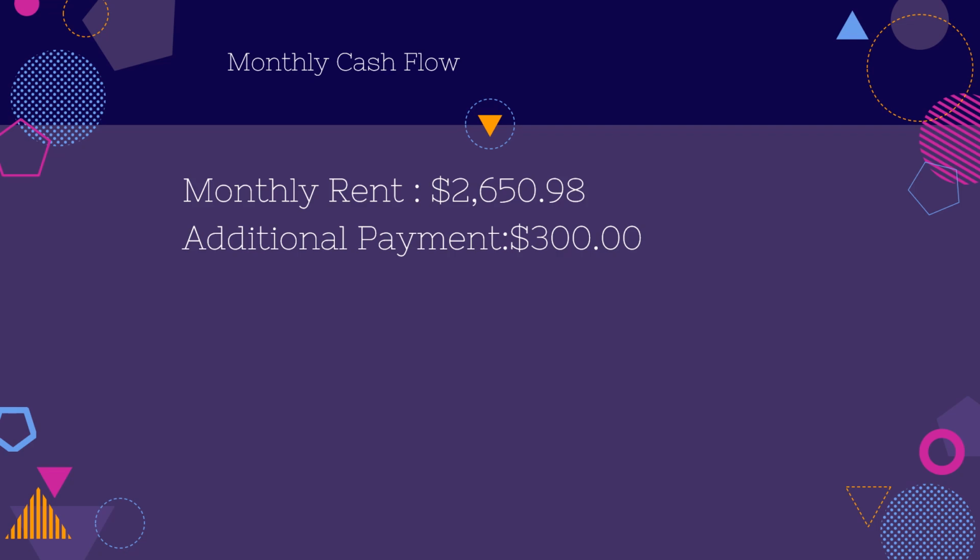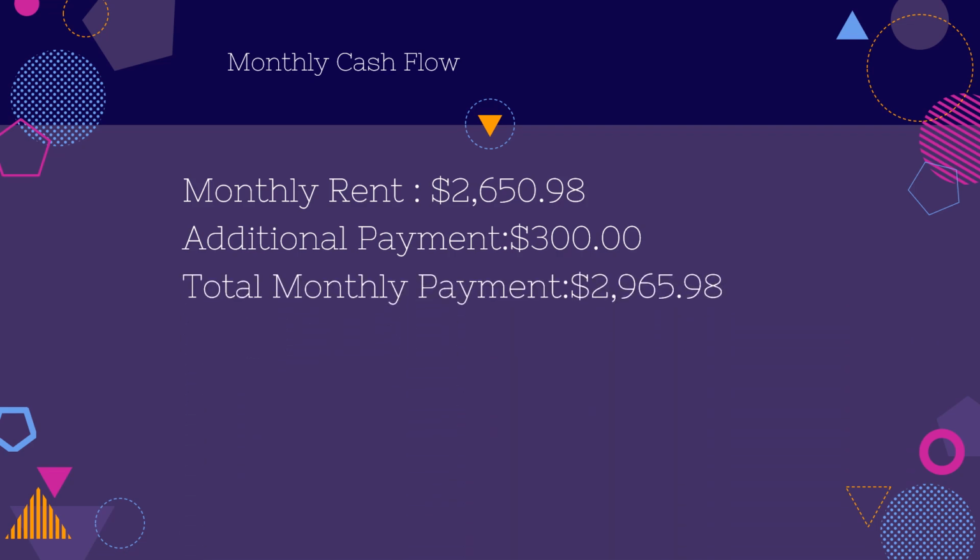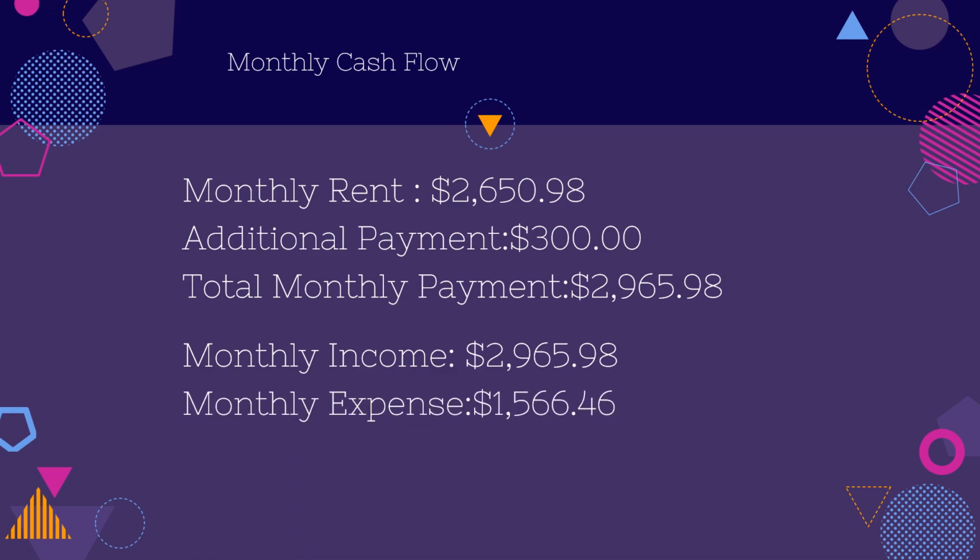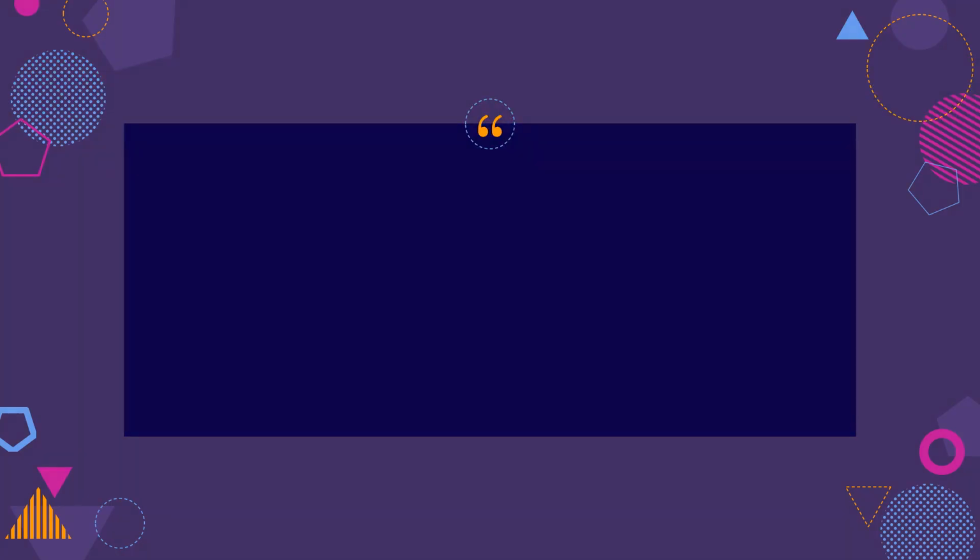The tenant buyer pays $2,650.98 each month, plus additional rent of $300. That means the total monthly payment is $2,950.98. And that's the income from the investor's point of view. And the investor's monthly expenses are $1,566.46 as we calculated earlier. So the net cash flow for the investor is $1,384.52.